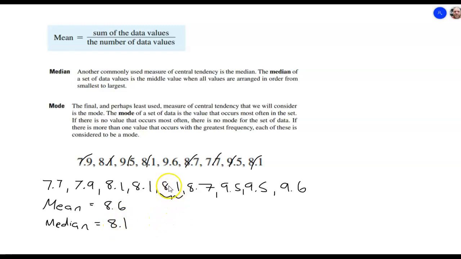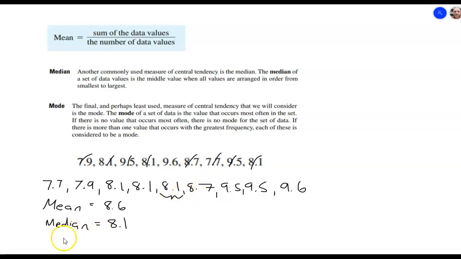Now, if we had, let's say, 10 numbers, then we would take these two numbers here and find the average of those two. So you would take the 8.1 and the 8.7, add them together and divide by 2. And you get 8.4 there.